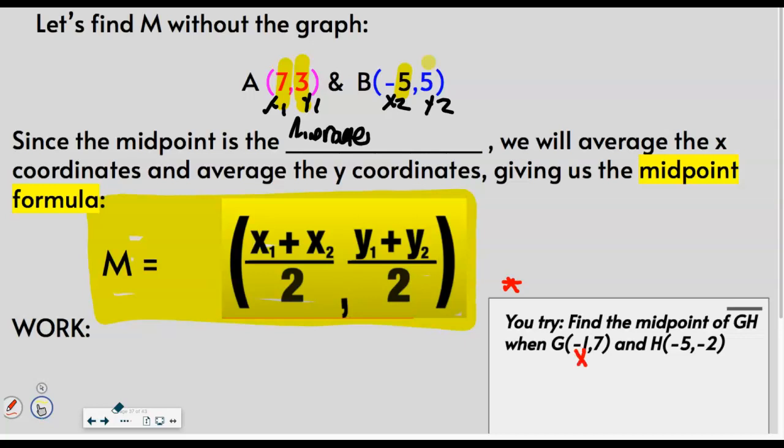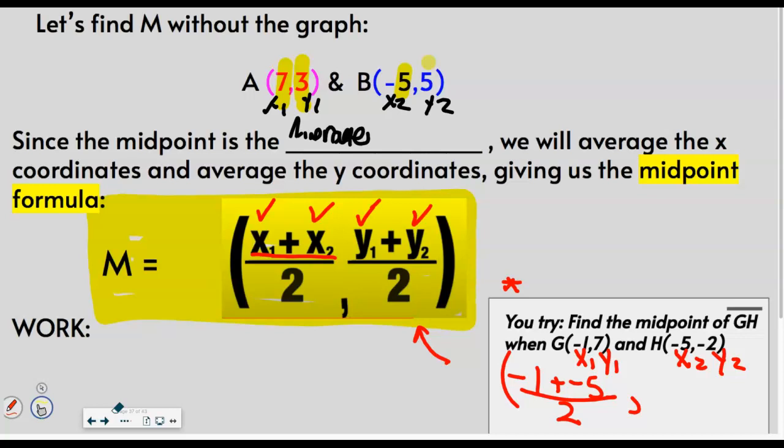I first labeled these: my first x, my first y, my second x, my second y. And then follow this formula. We do x plus x, -1 plus -5, divide it by 2, and it's a point, so put it in those parentheses with the comma. Then we add the y's, 7 plus -2, and we divide that by 2. And then we just clean it up.